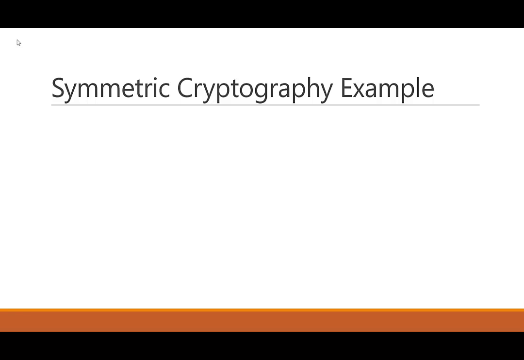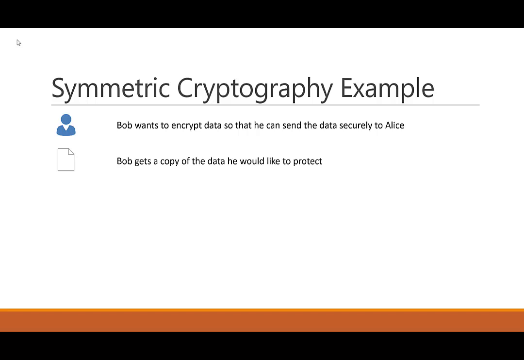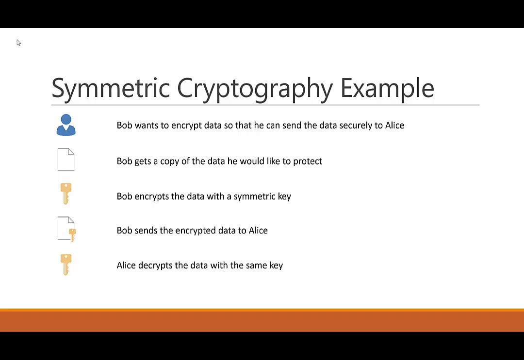Here's an example of symmetric cryptography just to kind of illustrate how everything works. In this example, Bob wants to encrypt data so that he can send the data securely to Alice. So what he does is he gets a copy of the data that he wants to protect. He then gets the symmetric key and then encrypts the data with that key. Bob then sends that encrypted data to Alice. And then Alice uses the same key, which she has a copy of, to decrypt that data. And then she can now read that data.